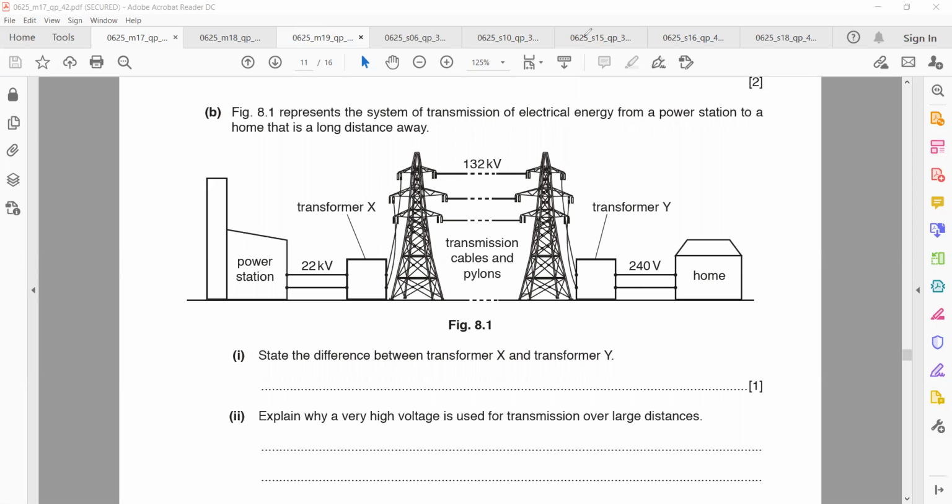Now, figure 8.1 represents a system of transmission of electrical energy from a power station to a home that is a long distance away. State the difference between transformer X and transformer Y. What is the difference between transformer X and transformer Y?